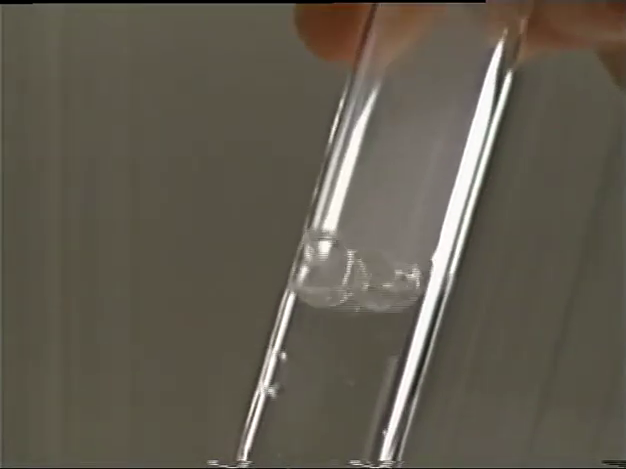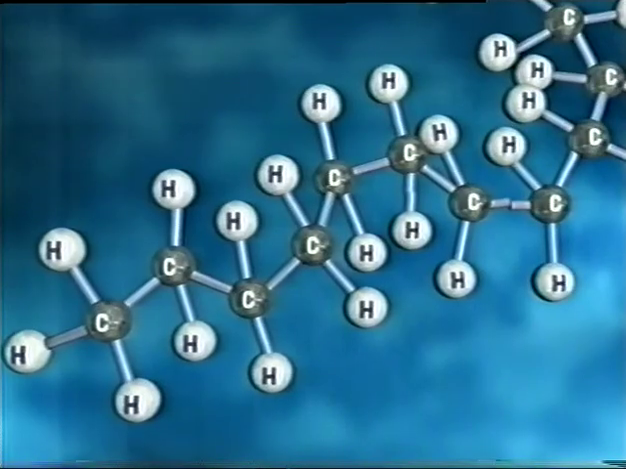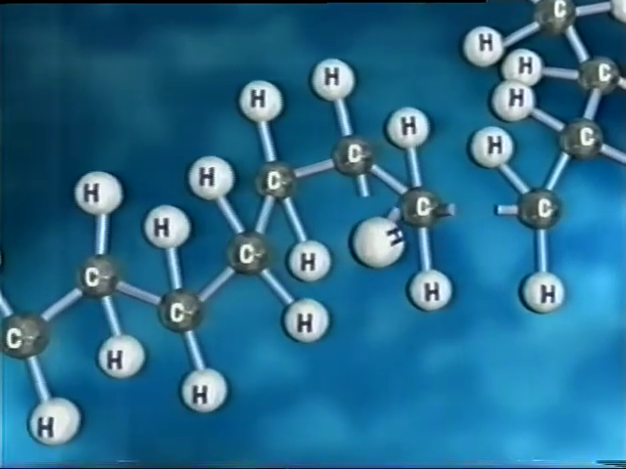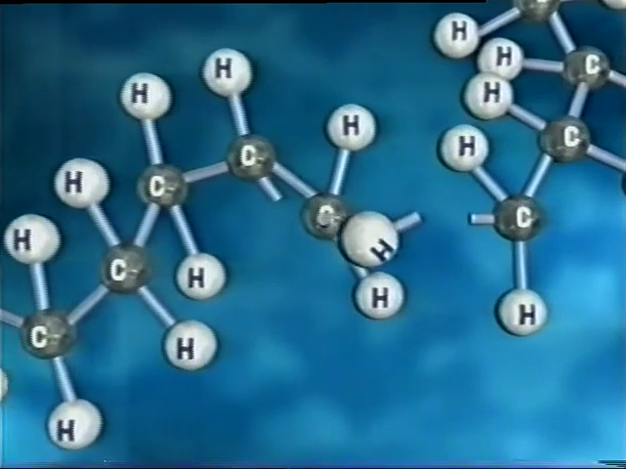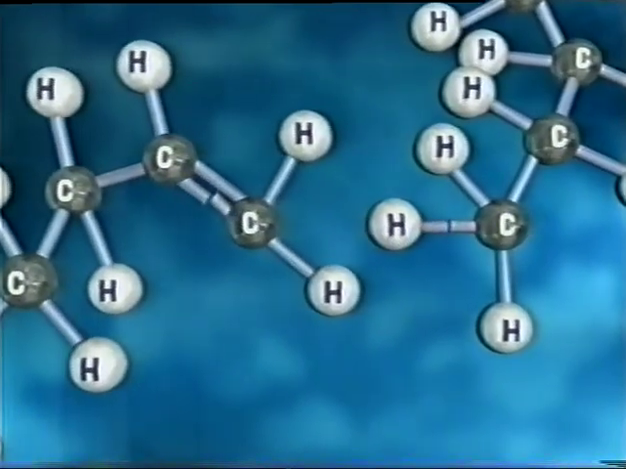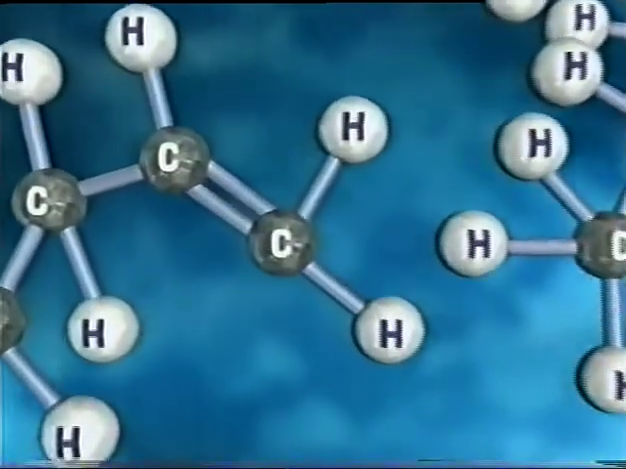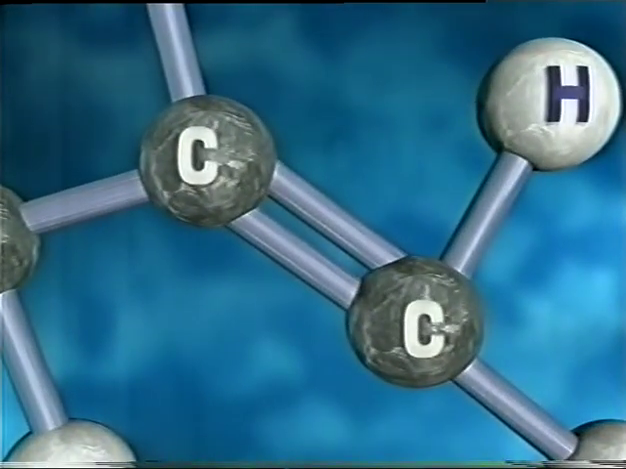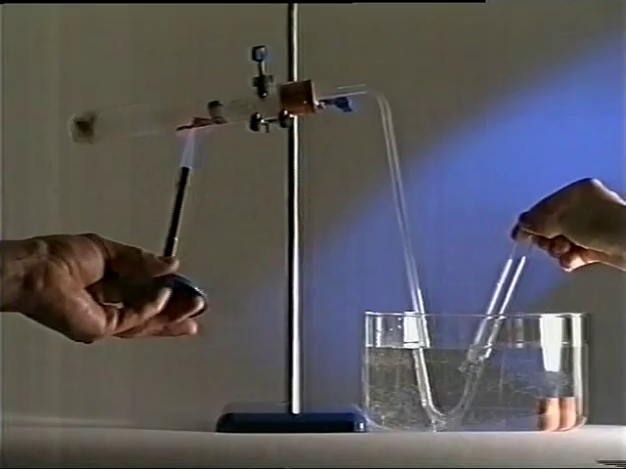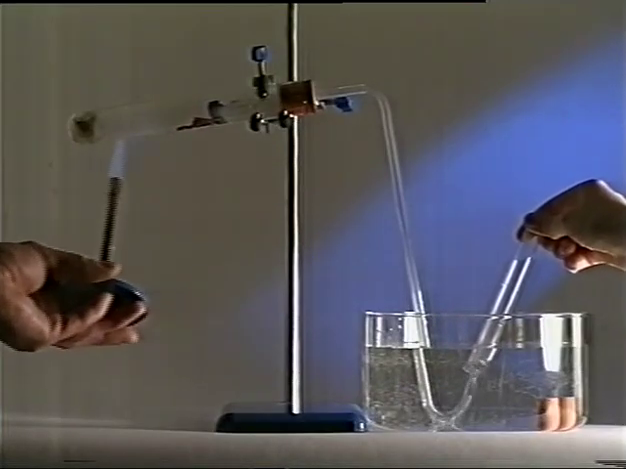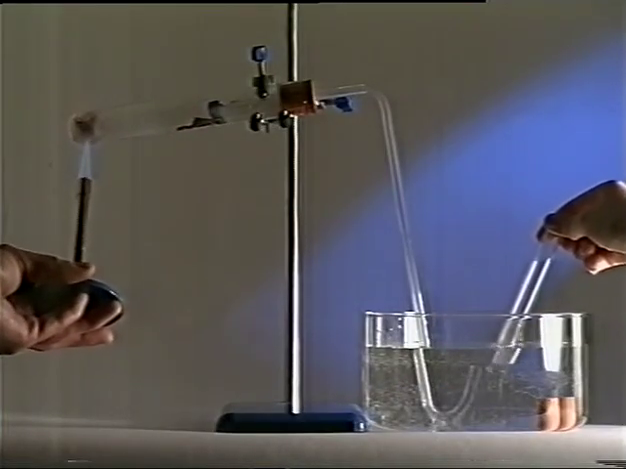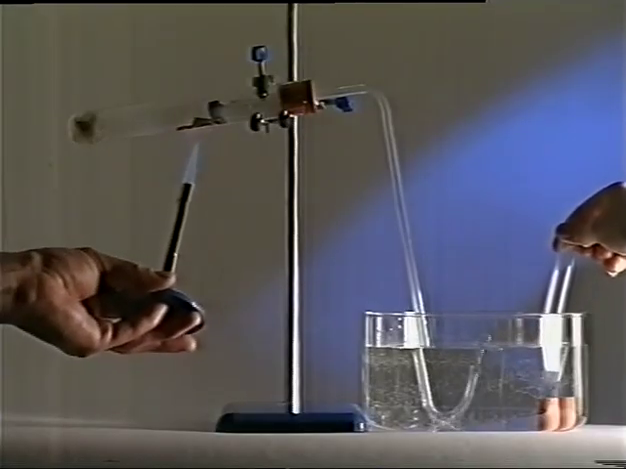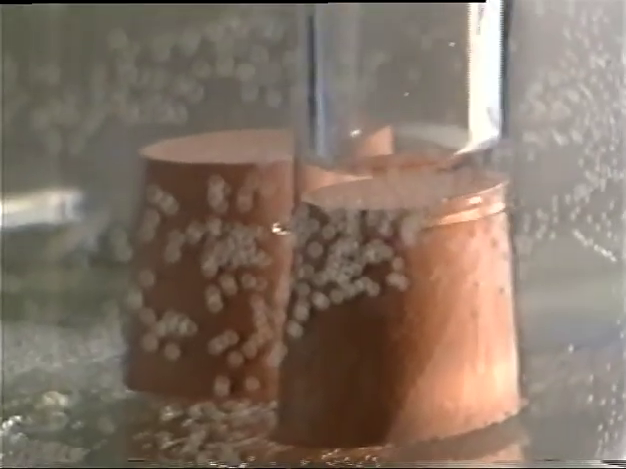Each paraffin molecule has now been cracked or broken down into two shorter chains. One of them contains a carbon-carbon double bond. This type of molecule is called an alkene. Once a full tube of gas has been collected, it's sealed, ready for testing.